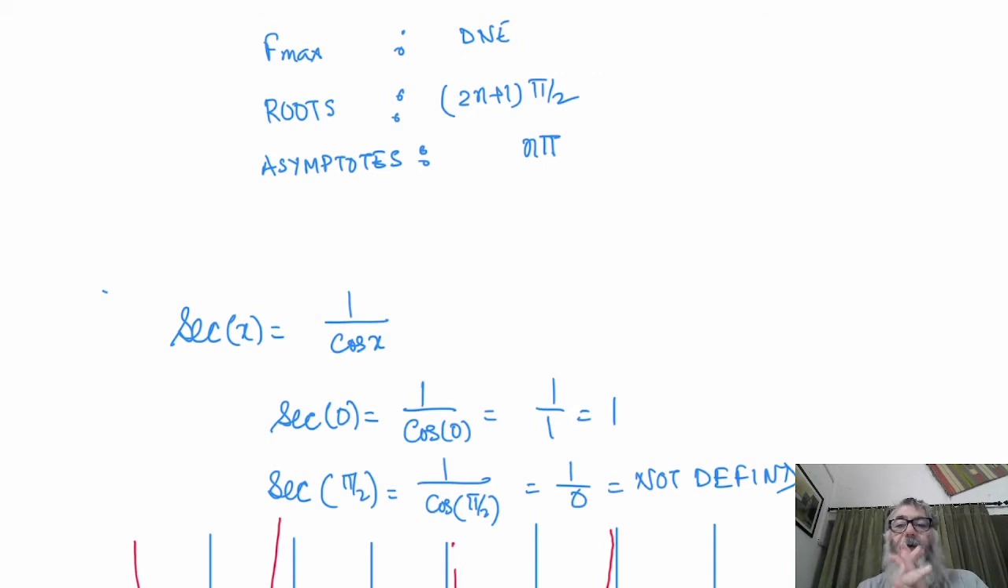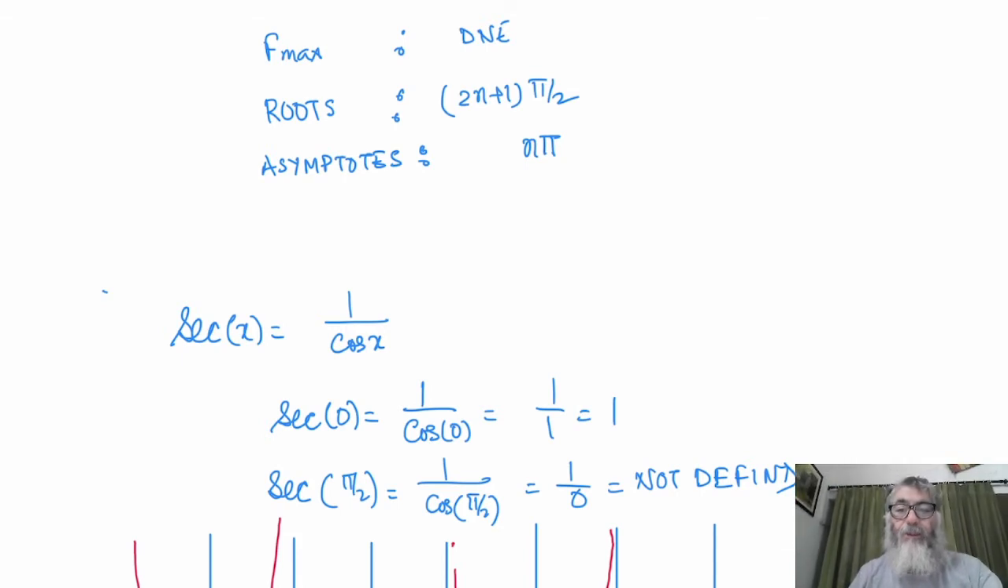Hello everyone. Now we are going to continue doing the trigonometric functions and their plotting and discussing certain properties of trigonometric functions. We have already done sin x, cos x, tan x and cot x. We have done these four functions. Now we are left with sec x and cosec x.